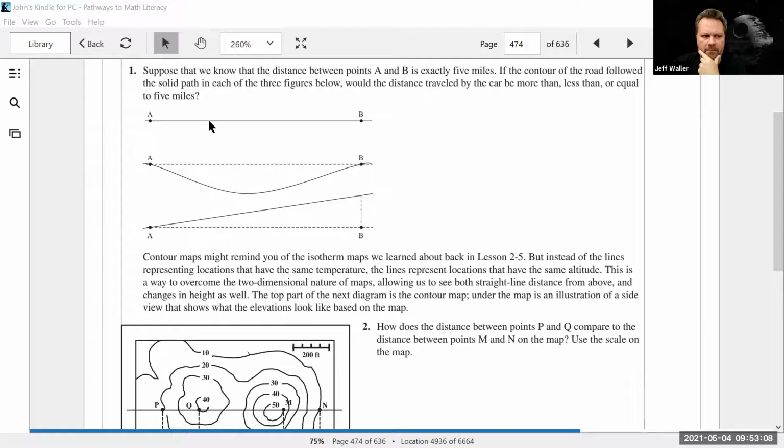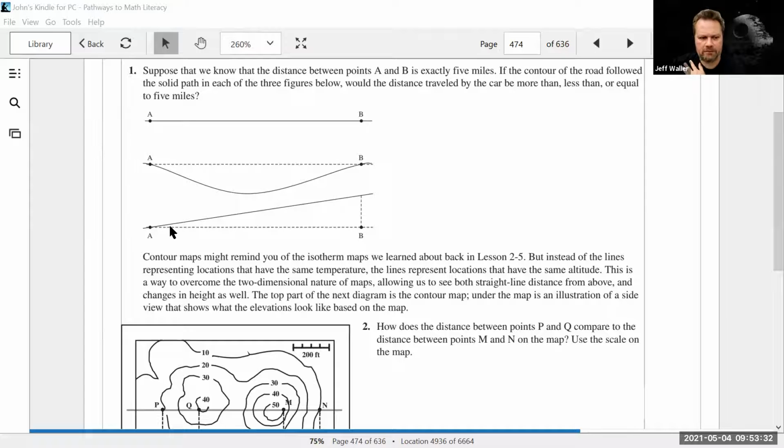If you went from A to B straight, okay, that's one thing. What if you had to do this, that you're hiking, so you got to go down and then up? Which one of these is a longer distance between A and B? It's the middle one, the bottom one. Yes, this is definitely the longer distance, right?